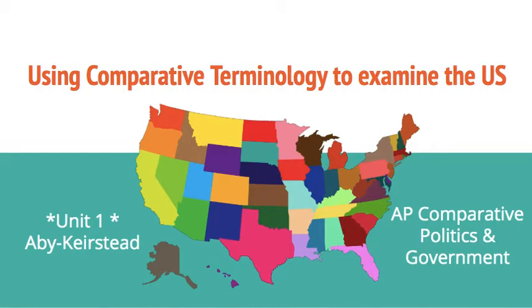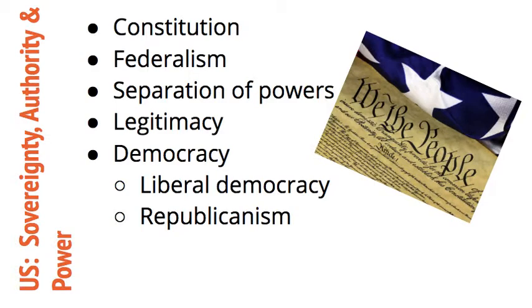Hello, we're going to talk about comparative politics terminology and use it to talk about the United States so that you can learn these terms within a broader context that makes sense to you. So, when we talk about the United States, one of the first categories of AP comparative politics is this idea of sovereignty, authority, and power.